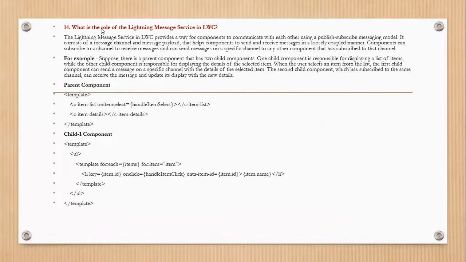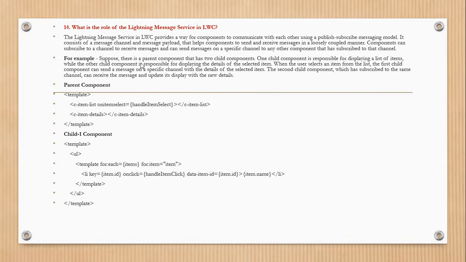Next question. What is the role of the Lightning Message Service in LWC? The Lightning Message Service in LWC provides a way for components to communicate with each other using the publish and subscribe message model. It consists of message channels and message payloads that help components send and receive messages in a loosely coupled manner. Components can subscribe to channels to receive messages and can send messages on specific channels to any other component that has subscribed to that channel.